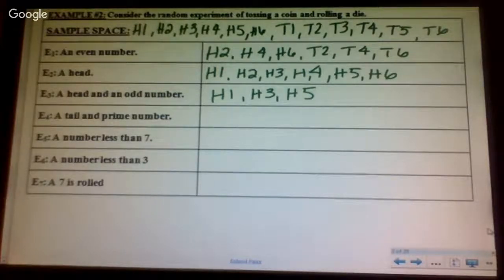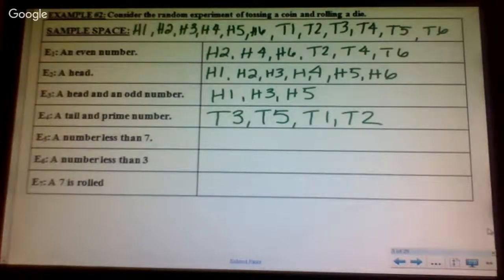What about a tail and a prime number? Oh, wow. What are my prime numbers again? So I know I need a tail. Tail 3, tail 5, tail 7. Can you roll a 7 on a die? No. 6 made it impossible. There's 2 more that fit into this category. 1 and 2. Okay, I forgot what prime is. Remember, a prime is a number that is only divisible by 1 and itself. Oh, yeah. So 4 is not because it's divisible by 2. 6 is not, it's divisible by 2 and 3.